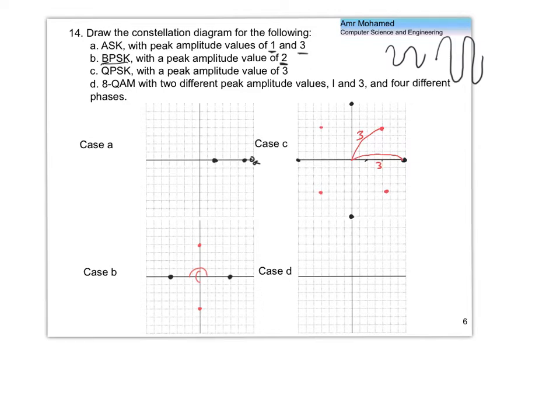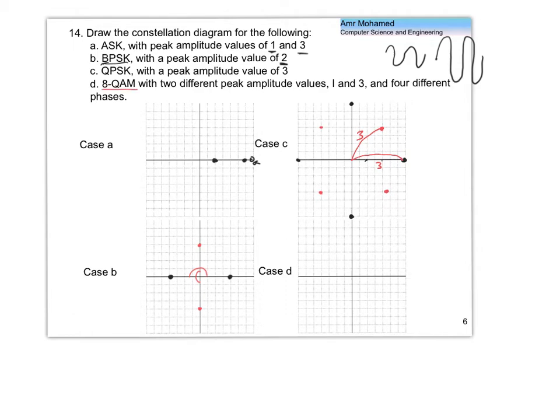So the PSK always forms a circle in the IQ diagram because the amplitude is always fixed, and you can put as many symbols as you want on this circle. Okay? So you divide the 360 degrees in the form of a circle, and you keep adding symbols as you want. واضح يا شباب? So let's talk about 8QAM.